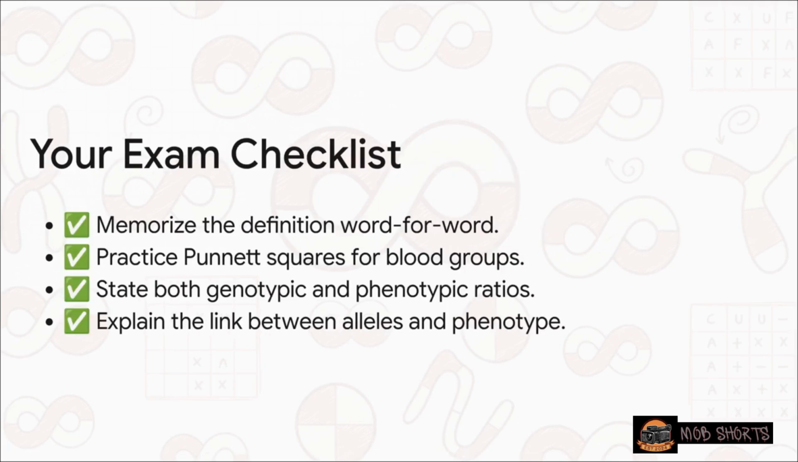So here's your final exam checklist for this topic. 1. Memorize that definition, word for word. 2. Practice Punnett squares for blood groups until you can do them in your sleep. 3. If the question asks for ratios, give both the genotypic and phenotypic ratios. Don't lose easy marks. And 4. Clearly explain the link. How do the alleles lead to the final phenotype? If you can tick all these boxes, you are golden.